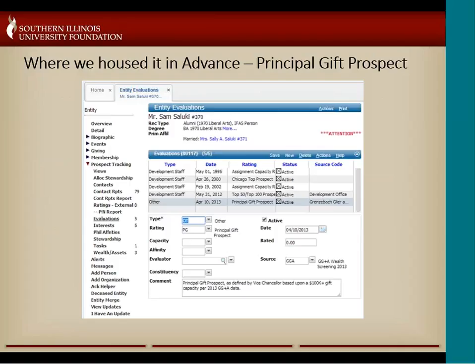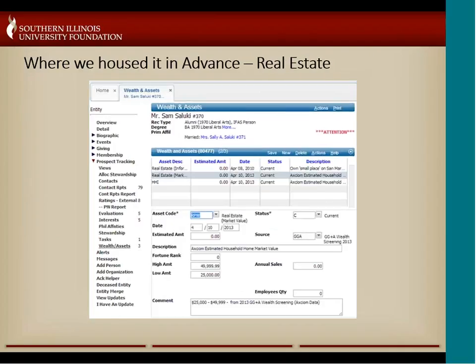We also put some information in our own evaluations. Evaluations is more or less our internal evaluation, and we picked out folks who we felt had the affinity to SIU and the capacity to give a $100,000 plus gift. And so we call those our principal gift prospects. And we've been using those for some portfolio analysis and definition, and we use them for selections for several activities that we do.